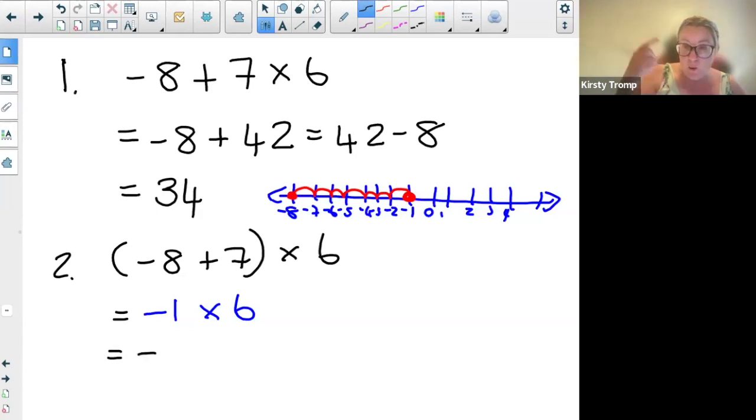And now numbers, 1 times by 6 gives me 6. Okay.